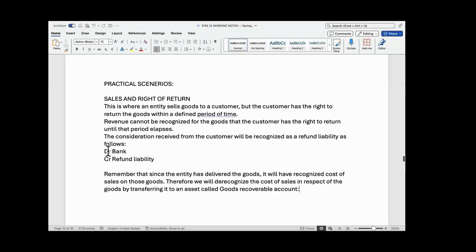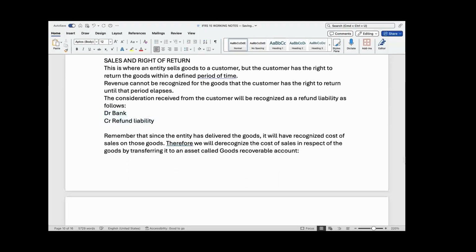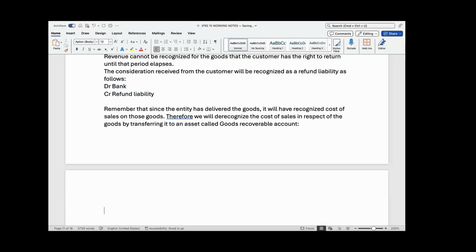So you don't just debit bank and credit refund liability. You would also need to debit a goods recoverable account and remove it from cost of sales, just so that you are not understating your gross profit because you have not recognized the revenue. So don't recognize cost of sales either. Remove it from cost of sales, just put it as an asset.